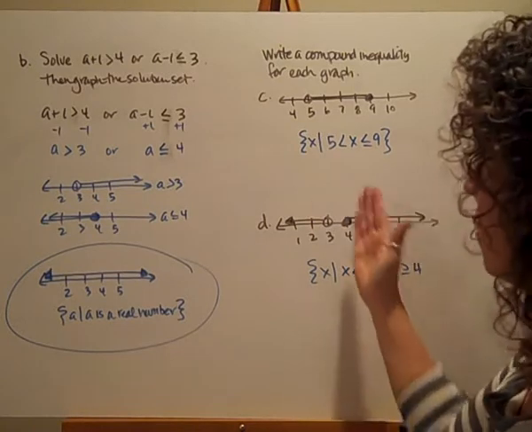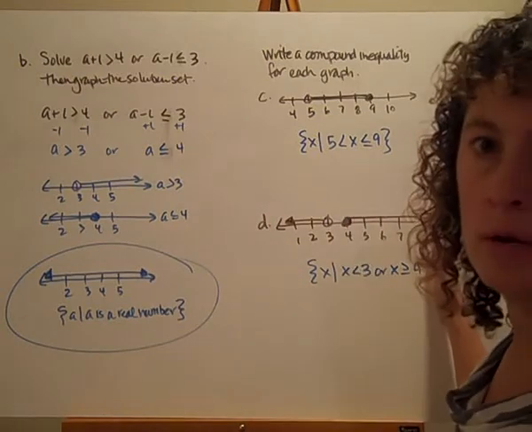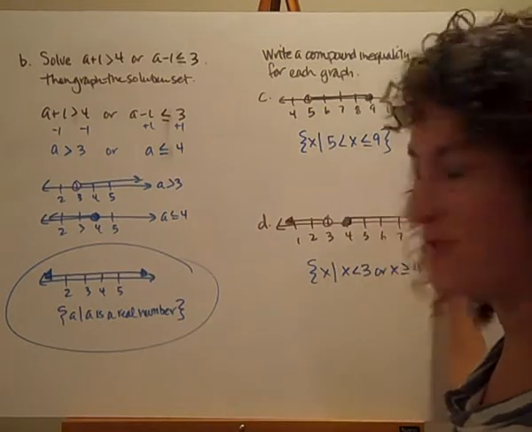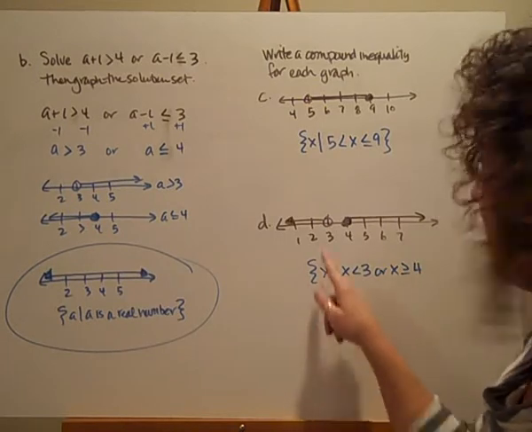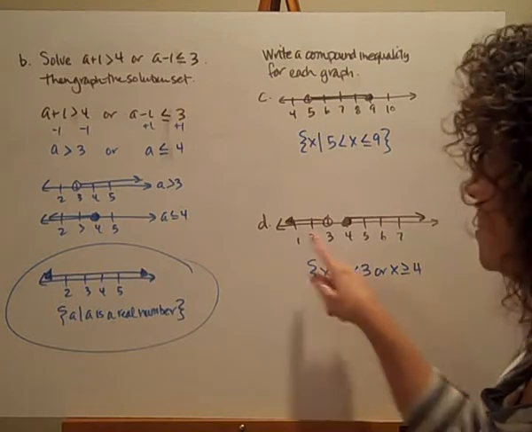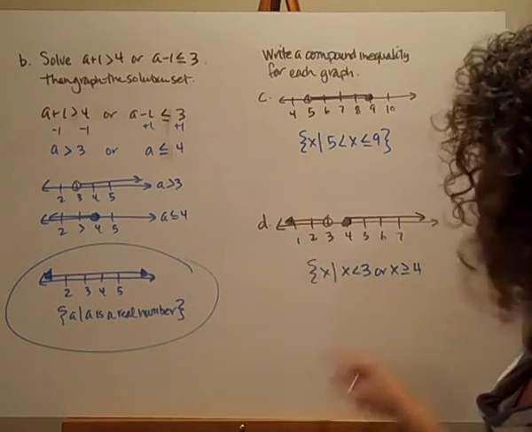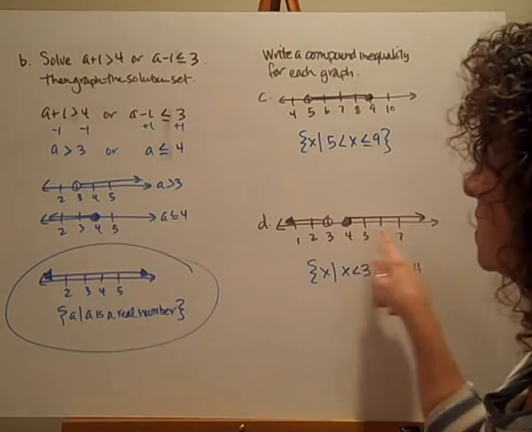So I've got two sets going on. I've got x < 3, and I also have x ≥ 4. So I'm going to include those two. Oh, I forgot the end of my second bracket there. {x such that x < 3 or x ≥ 4}. Here's my less than 3 as part of it, or x is greater than or equal to 4. So that's my second part that I've included here.